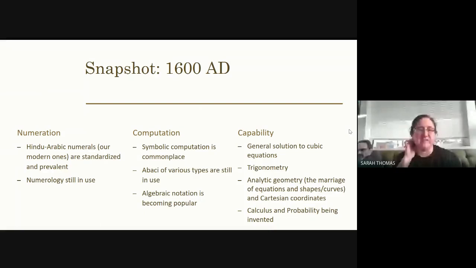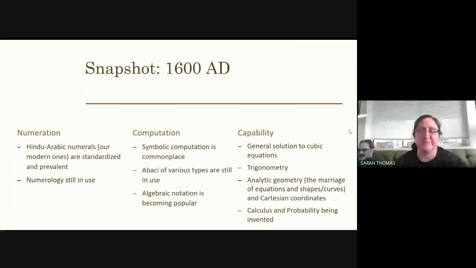So by then we had the Hindu-Arabic numerals. They're like the ones we have now, 0, 1, 2, 3, 4, 5, all those digits. They are standardized and they are prevalent in Europe and in other places in the world as well. Numerology is still in use. So people are still trying to find numbers that go with words and concepts and trying to make connections between them based on those numbers.